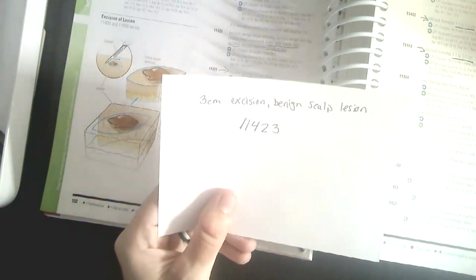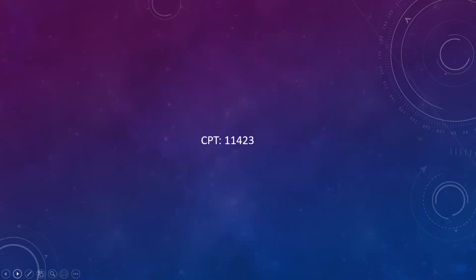Okay. So this is the code that we're looking for. And we have no other information. We know it's a simple closure. We know this is the only procedure that's being performed. Obviously, you would need to have an ICD-10 code if you were fully coding this, but this is the only service, only procedure that we are going to be coding. So let's go back and look at our presentation, the PowerPoint, and see if we got that right. 11423, we got it correct.